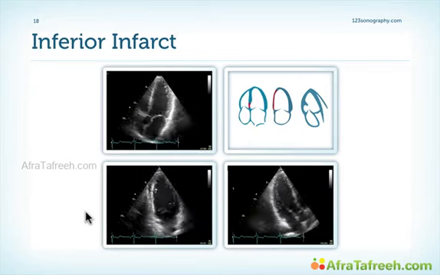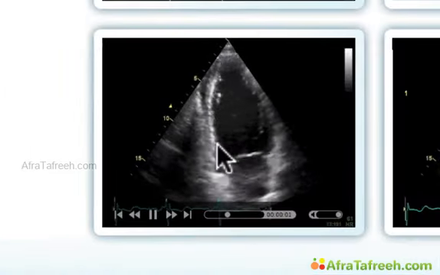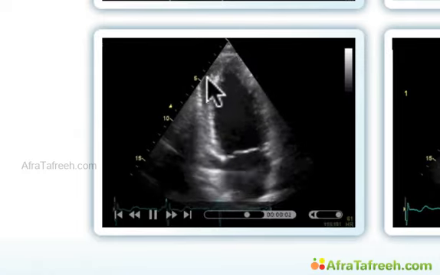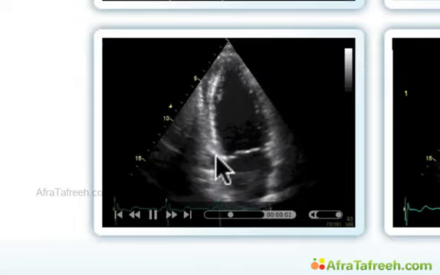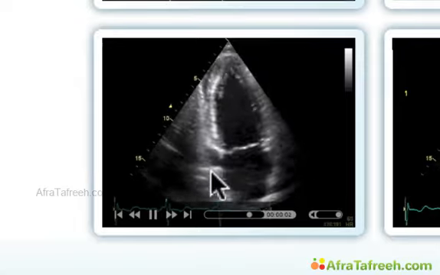This is the corresponding example. I want you to take a look at the two-chamber view first, and you can see the wall motion abnormality here in the basal, mid, and distal inferior wall. And you can also see there is very echogenic myocardium, which means there already is some form of scarring here.